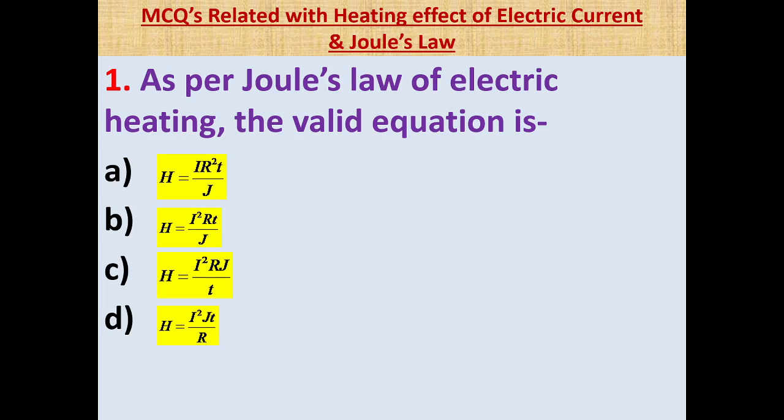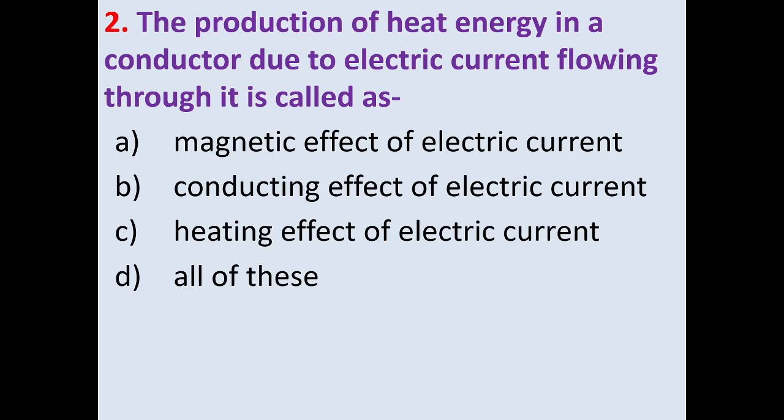Now let us study certain MCQs related with this heating effect of electric current and Joule's law. So as per Joule's law of electric heating, the valid equation is, we know that Joule's equation is H is equal to I square RT upon J, that is option B. The production of heat energy in a conductor due to electric current flowing through it is called, so this is heating effect of electric current.